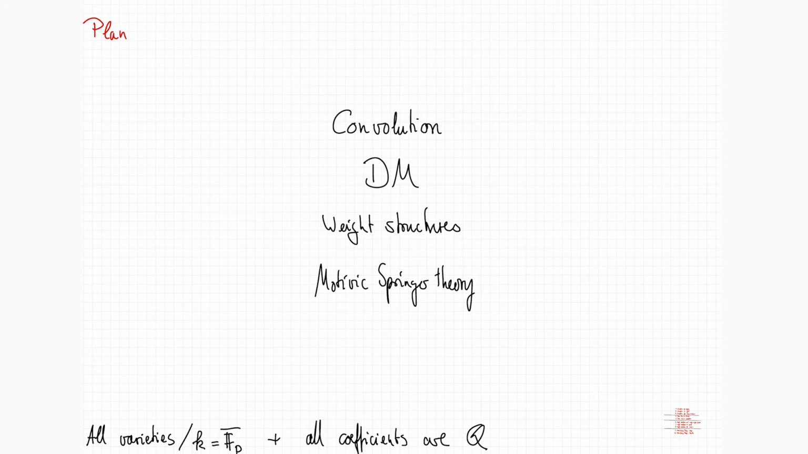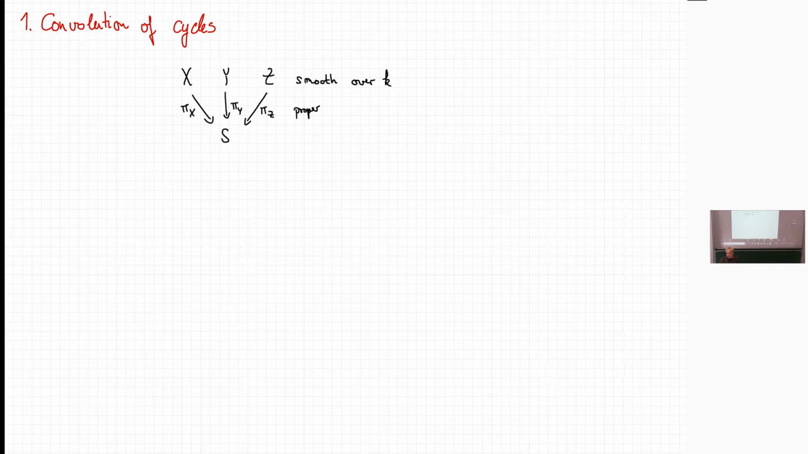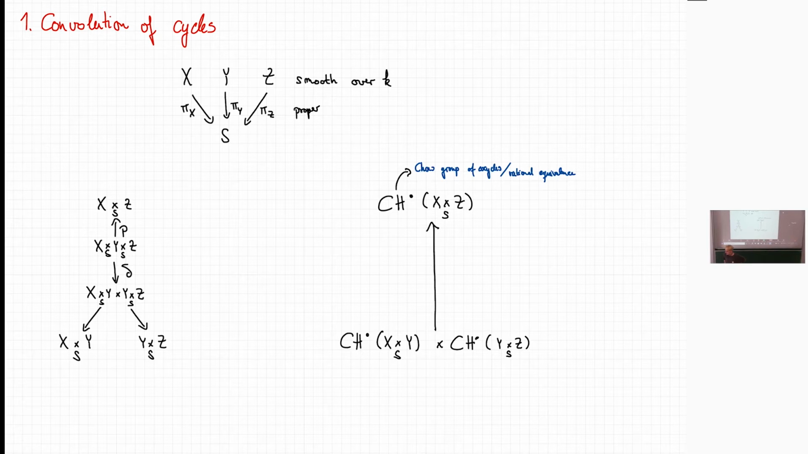Okay, so let's talk about convolution of cycles. Let's say we have the following basic situation. We have three smooth varieties over our base field K, X, Y, and Z. And then I have three proper maps to some variety S, and this doesn't need to be smooth anymore. So that's the basic setup. So now, what can I do? I can form the fiber products of those varieties: X with Y, Y with Z, X with Z. So I get lots of spaces, namely those fiber products.